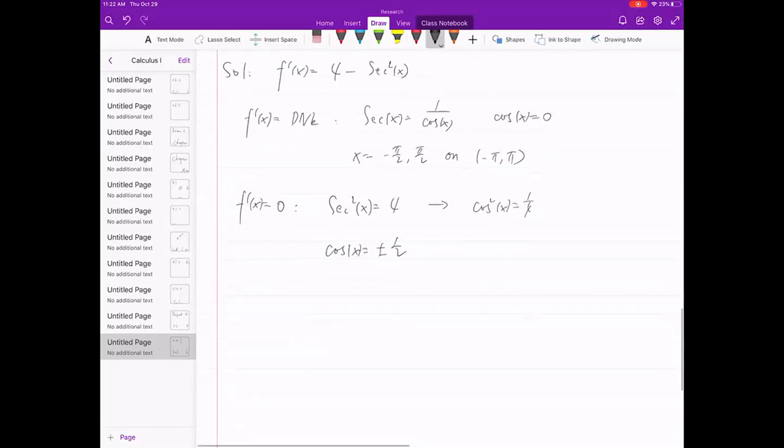this gives you 2. Well, cosine x is 1/2. You're looking for a 30 degree, 60 degree. Eventually you realize x equals pi over 3, 2 pi over 3, negative pi over 3, and negative 2 pi over 3.